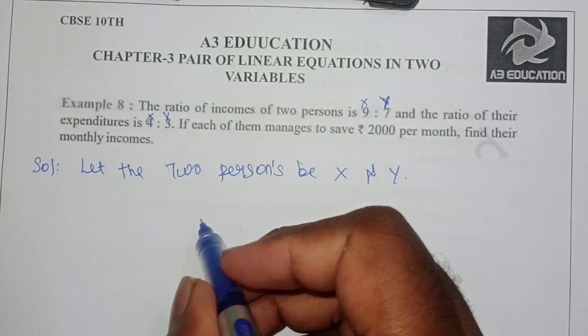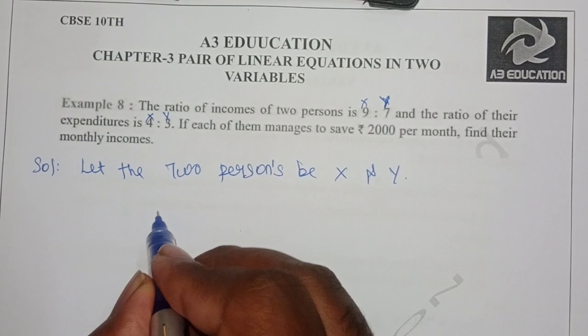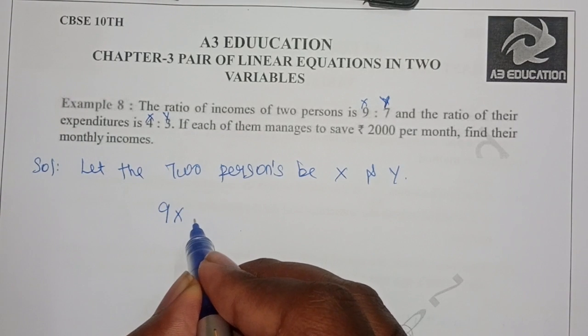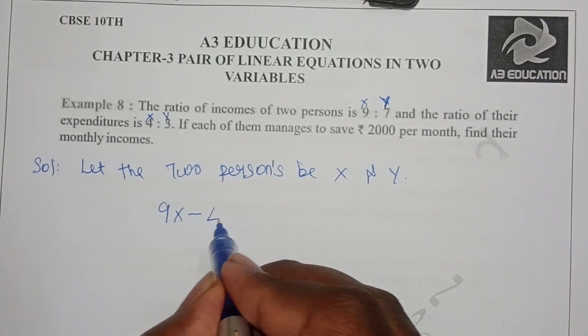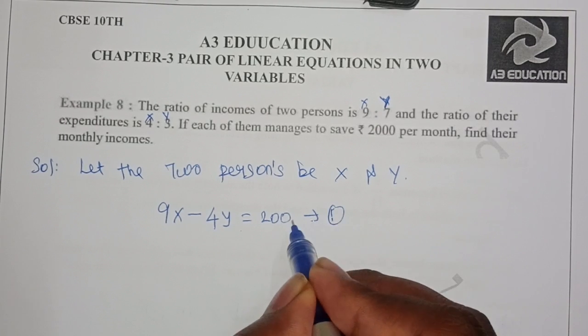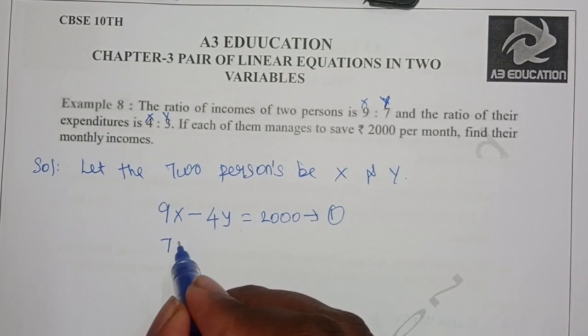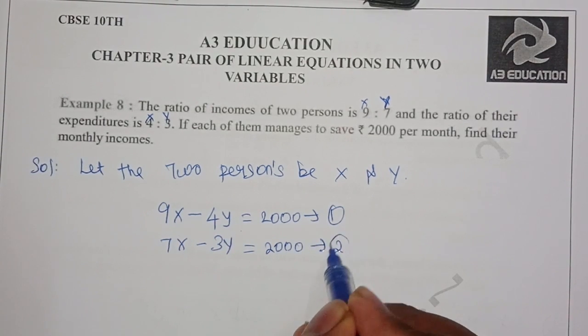The formula is income minus expenditure is equal to the saving. Here per month each person saves 2000. Therefore, for person 1, 9x minus 4y is equal to 2000. This will be equation 1. And the second equation is 7x minus 3y is equal to 2000. This will be our second equation.